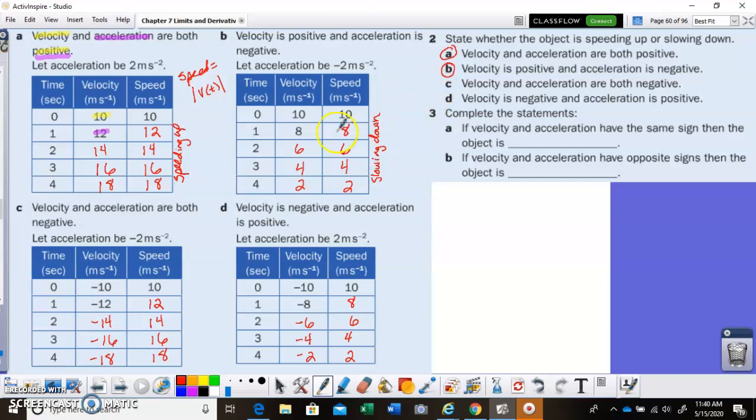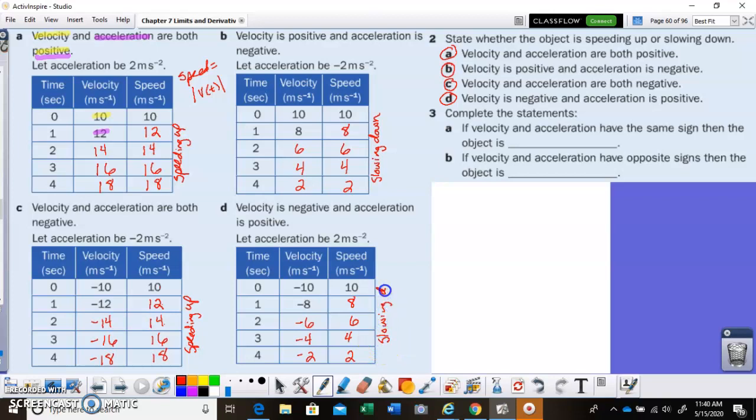Part C, velocity and acceleration are both negative. That's table C down here. When they're both negative, what happened to my speed? I went from 10, 12, 14, so that says that I'm speeding up. And part D, when the velocity is negative and the acceleration is positive, my speed went from 10 to 8 to 6 to 4 to 2, so that said that I was slowing down.